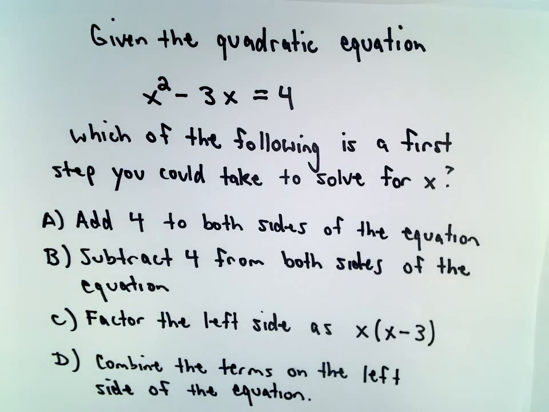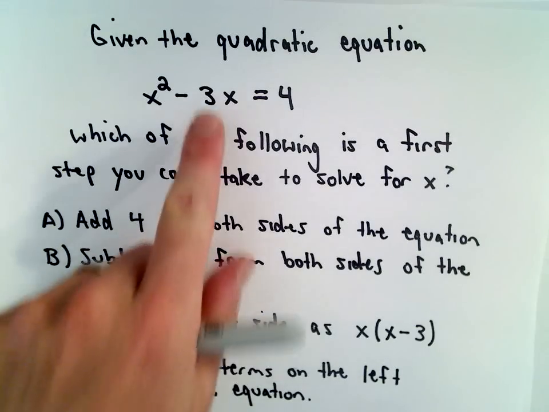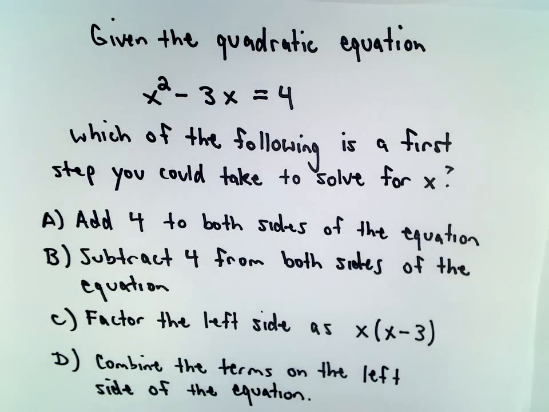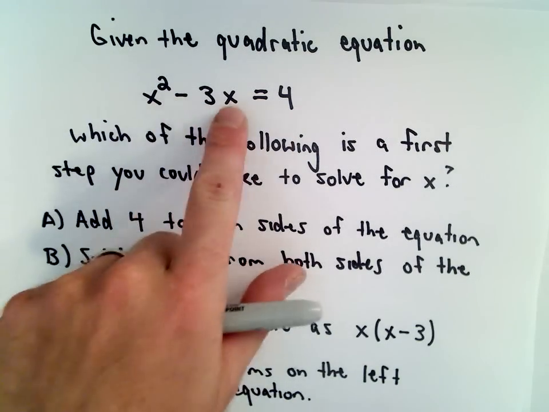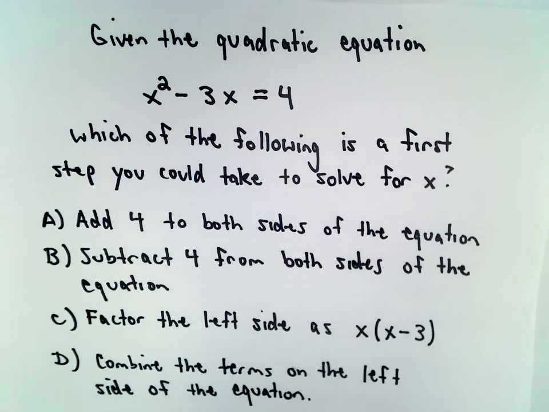Okay, in this example we have the quadratic equation x squared minus 3x equals 4. And again, it's quadratic because the highest power that we see on x is a power of 2. We want to know which of the following is a first step that you could take to solve for x.